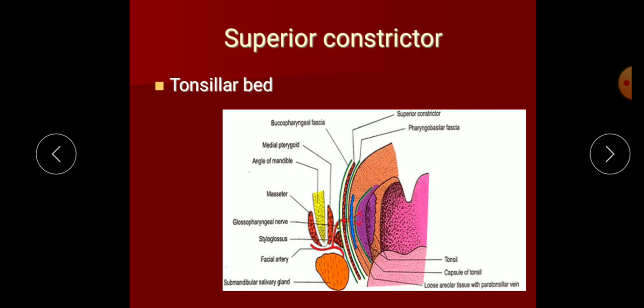And two more things you should remember in addition to the origin and insertion. One is that the superior constrictor forms a part of the tonsillar bed. Tonsillar bed means, are you familiar with the palatine tonsil we mentioned in Waldeyer's ring? That bed on which this tonsil rests is what is termed the tonsillar bed. So one muscle you find there is the superior constrictor muscle. So you can remember, the superior constrictor is forming one part of the tonsillar bed.